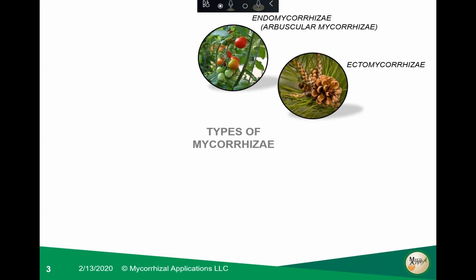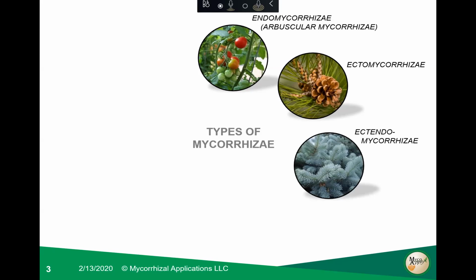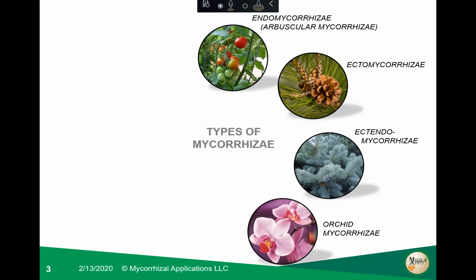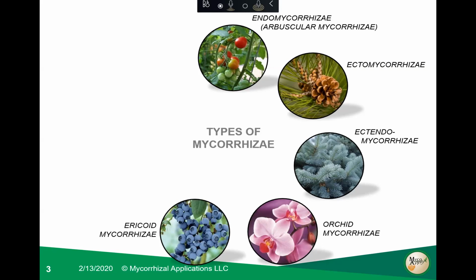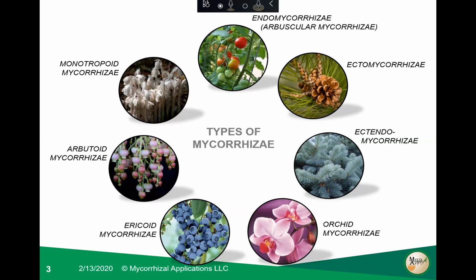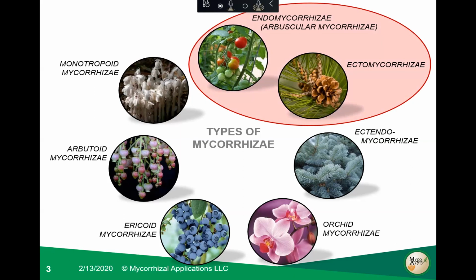And then we have ectendomycorrhizae, which is plants that are able to make a connection with both endo and ectomycorrhizae. We have orchid mycorrhizae, a specialized mycorrhizae that's only for orchids. We have ericaceous mycorrhizae, the ericoid mycorrhizae, for rhododendrons, blueberries, plants like that. And then we have two less common mycorrhizae that make up maybe 0.1% of plants on the earth, so not very many at all. They're very specialized. For our products, we really focus on these two up at the top: endomycorrhizae and ectomycorrhizae.